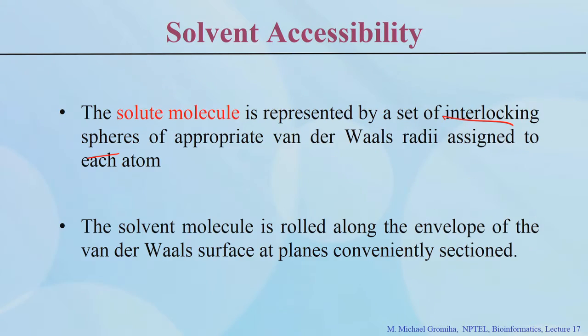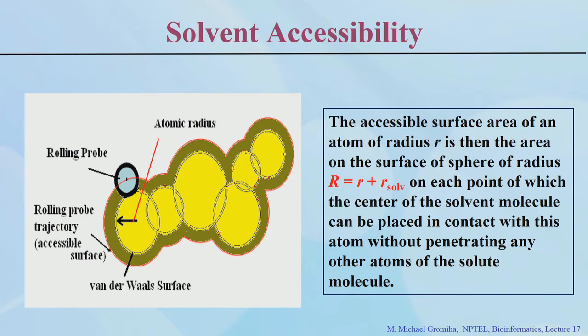Now, what to do? You can roll the solvent molecule along the envelope of this van der Waals surface. You can see the van der Waals surface here. This is the water molecule of 1.4 angstrom, and you roll this water molecule on the van der Waals surface. From that, you can see the radius of the surface is equal to R plus r, the radius of the solvent molecule, and you can calculate the accessible surface area of an atom of radius R.